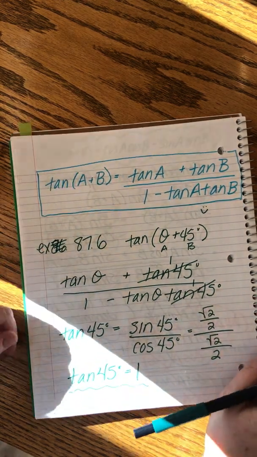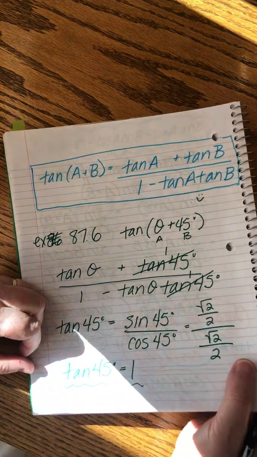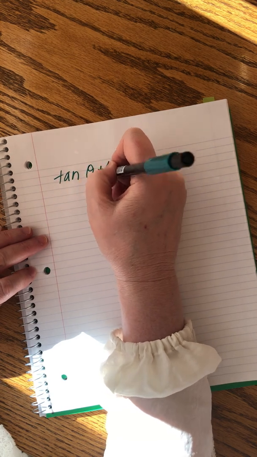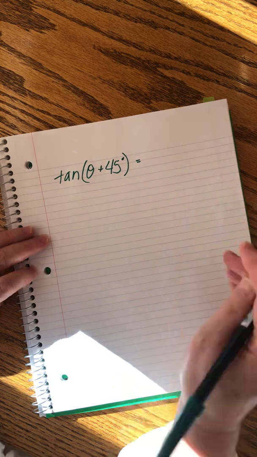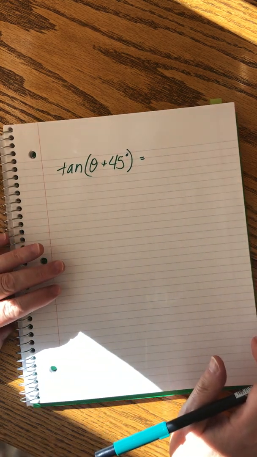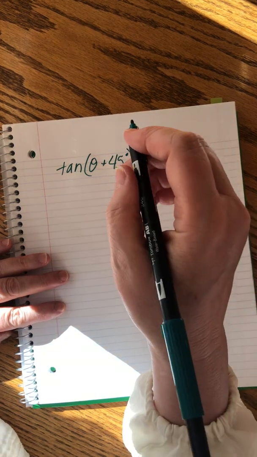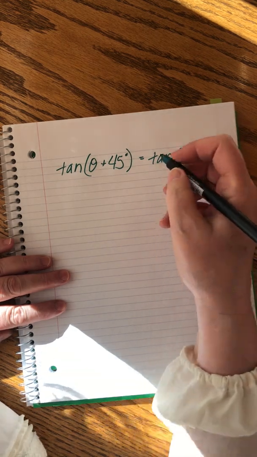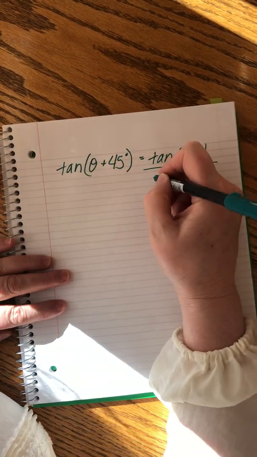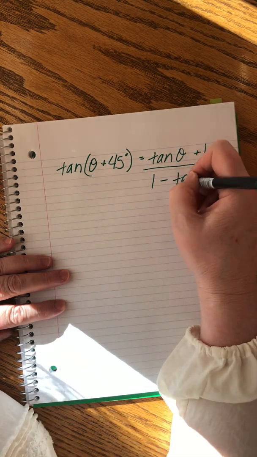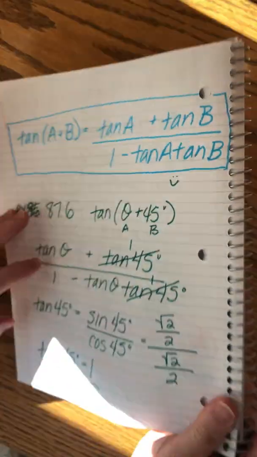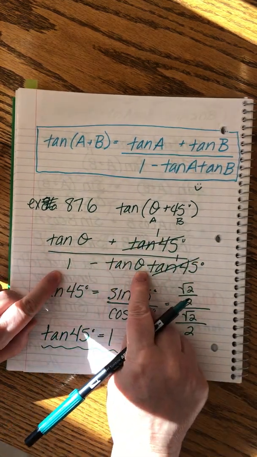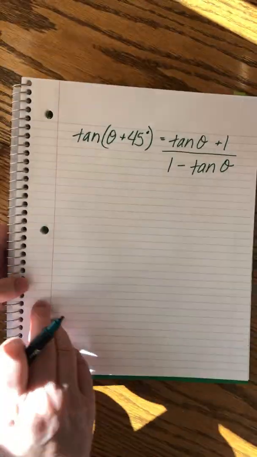And so our final answer, I'm going to have to flip to the other page. That is so unsatisfying when I have to flip. The tangent of theta plus 45 degrees equals the tangent of theta plus 1 over 1 minus the tangent of theta. And let's just check and make sure. Tangent of theta plus 1 over 1 minus tangent of theta, because that turned to a 1 also. Beautiful. That's our final answer.